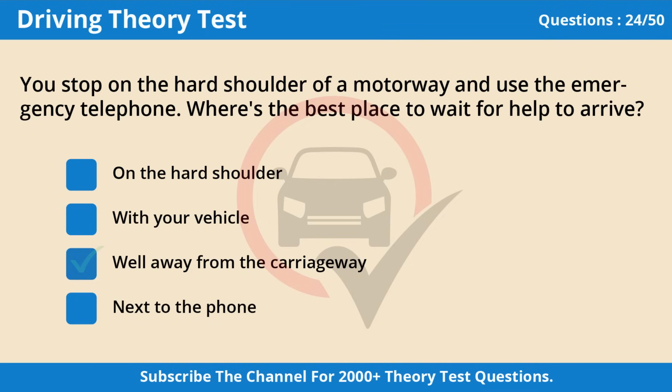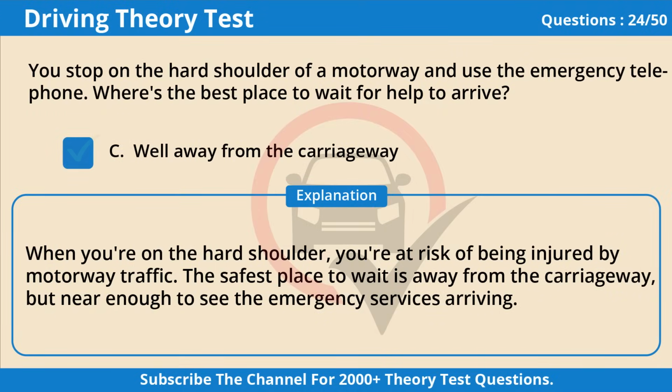C. Well away from the carriageway. When you're on the hard shoulder, you're at risk of being injured by motorway traffic. The safest place to wait is away from the carriageway, but near enough to see the emergency services arriving.